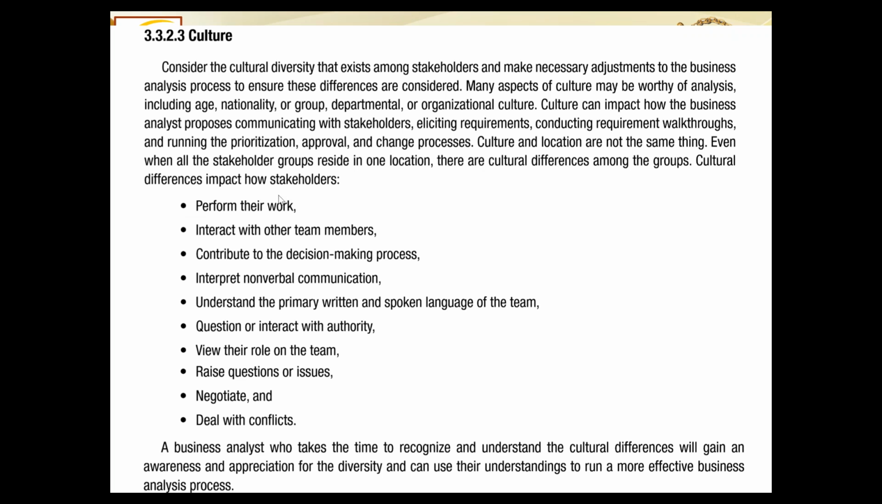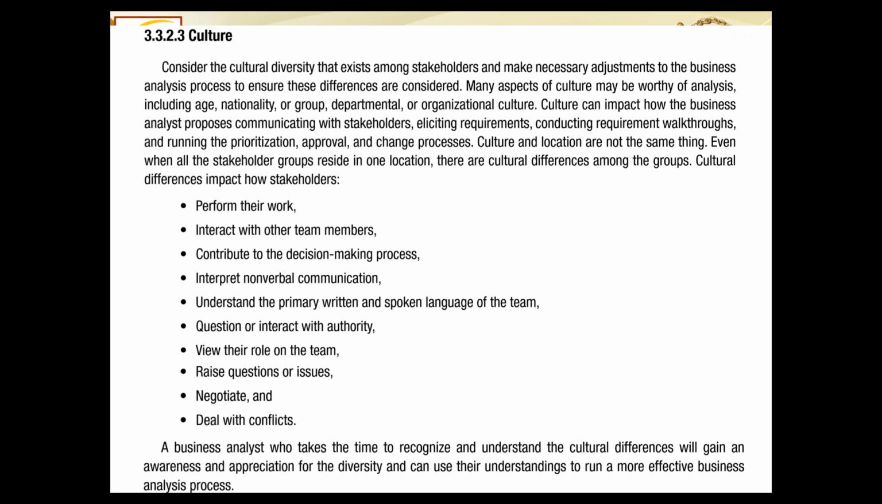Cultural differences impact how stakeholders perform their work, interact with others and team members, contribute to the decision-making process, interpret non-verbal communication, understand the primary written and spoken language of the team, question or interact with authority, view their role on the team, raise questions or issues, negotiate, and deal with conflicts. These are the things you must consider, because if you discuss each one of these items, you will find that they are extremely important, and people have different attitudes.